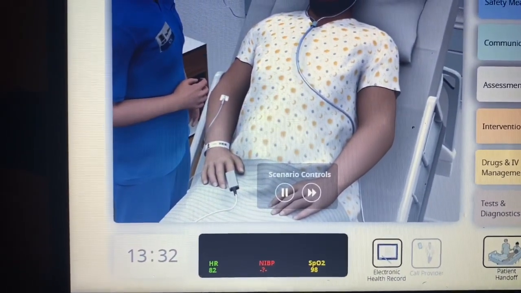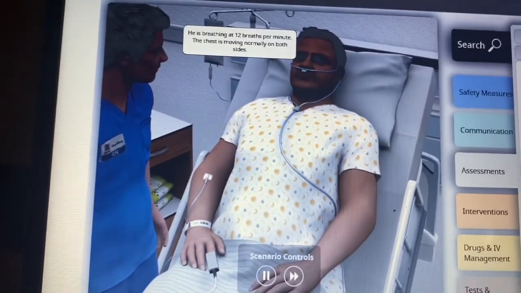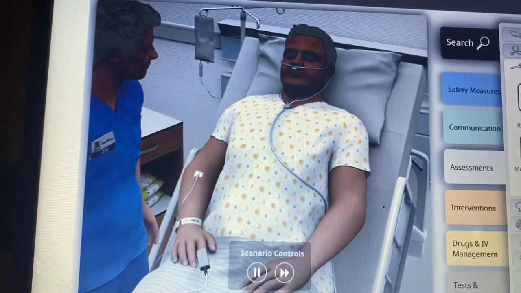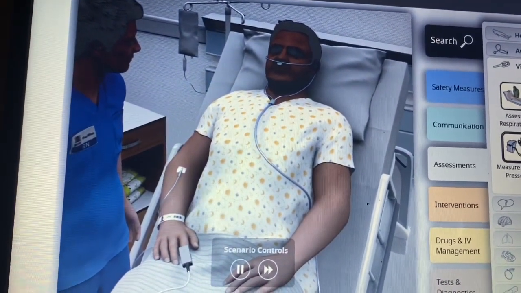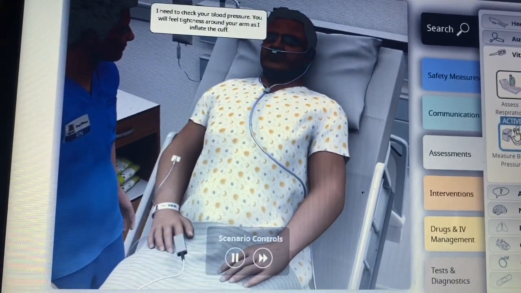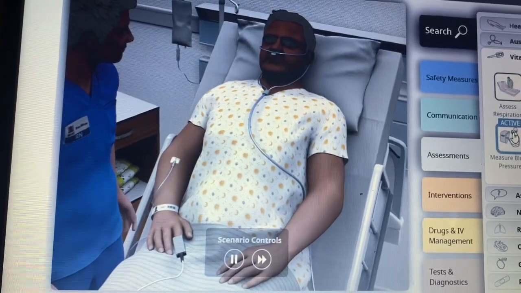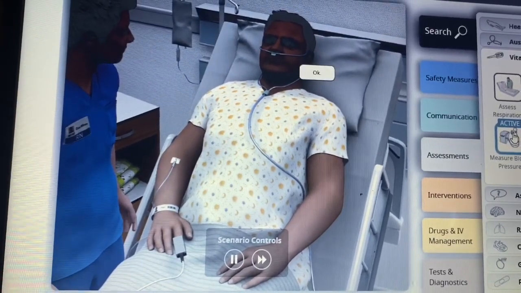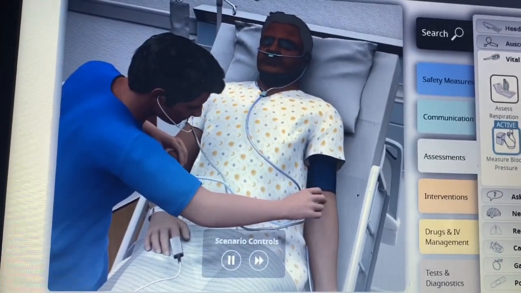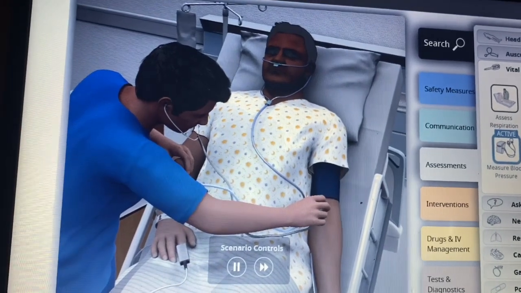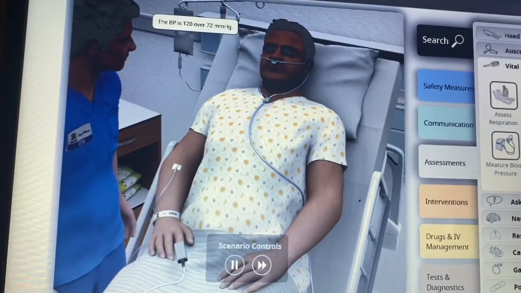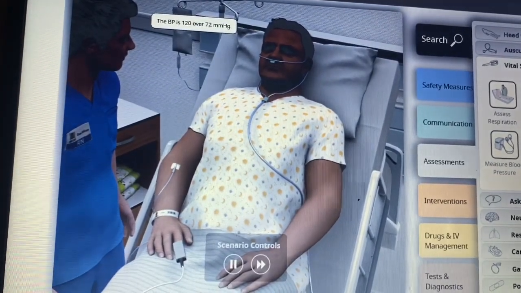The order said 92%. He is breathing at 12 breaths per minute. The chest is moving normally on both sides. I need to check your blood pressure. You will feel tightness around your arm as I inflate the cuff. Okay. The blood pressure is 120 over 72 millimeters of mercury.